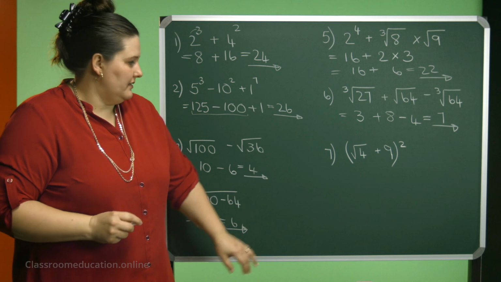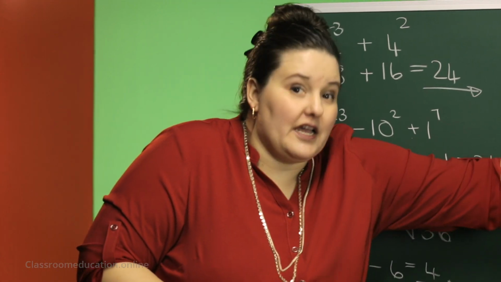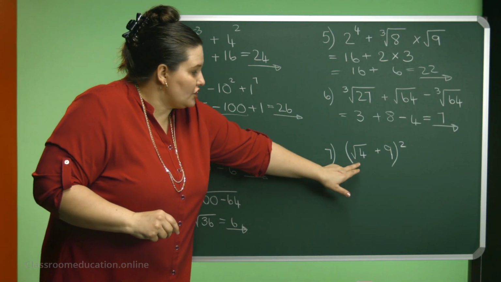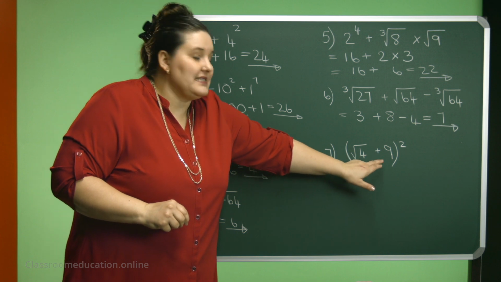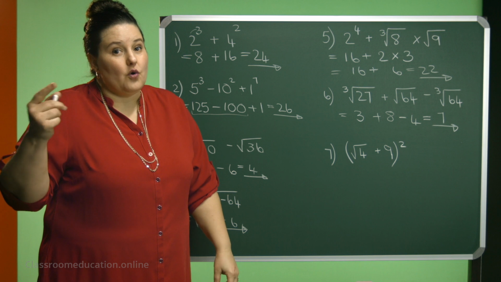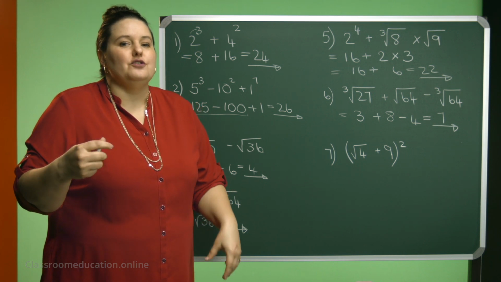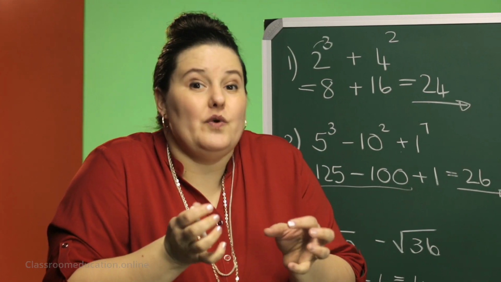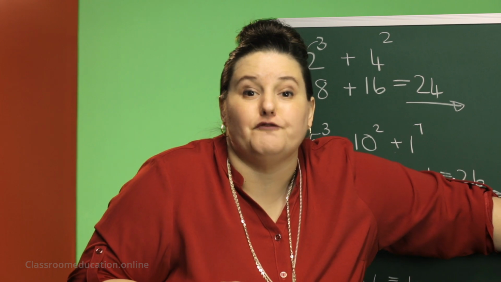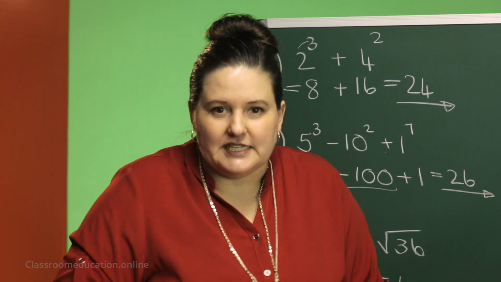Last calculation. I have brackets, and I have a square outside my brackets. And inside it, I need to say square root of 4 plus 9. Now, what should I do first? We know that according to BODMAS, the B stands for brackets. We need to do the brackets first, meaning we need to deal with the values inside the brackets first before we will do the square. So let's deal with that.